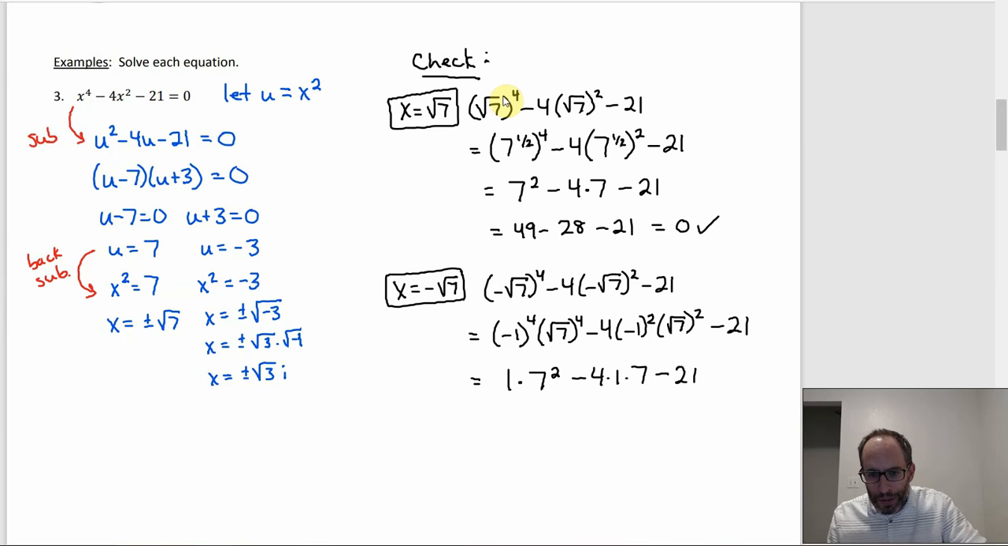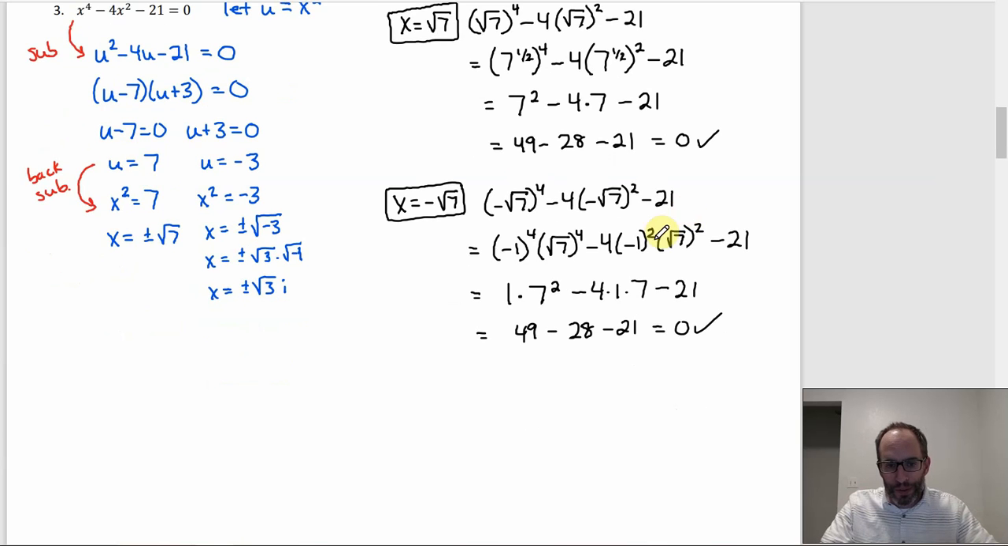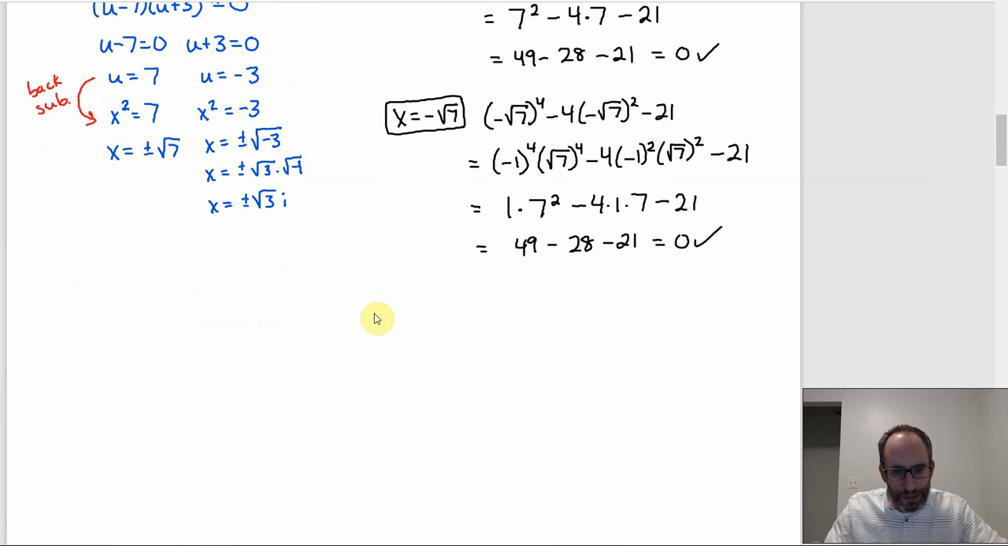So let's see what happens here. What we're going to end up with is 49, and then minus 28, and then minus 21. That looks pretty familiar. And we get 0 like we're supposed to. All right, great. What about the other ones? So radical 3i and then negative radical 3i.